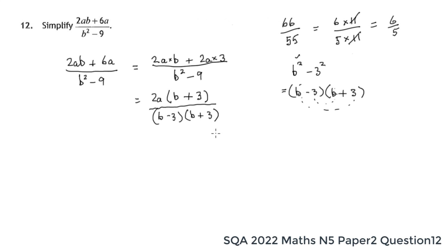Now we've a situation here similar to this 66 over 55, where we have 6 times a factor over 5 times the same factor, and that factor can be cancelled out. Here we've got a factor of b plus 3, something times b plus 3, and something times b plus 3 in the bottom of the fraction. So this b plus 3 can be cancelled out. We're really dividing the top and the bottom expressions by b plus 3. So we're left with what? We're left with 2a over b minus 3 as the simplified version of that fraction.